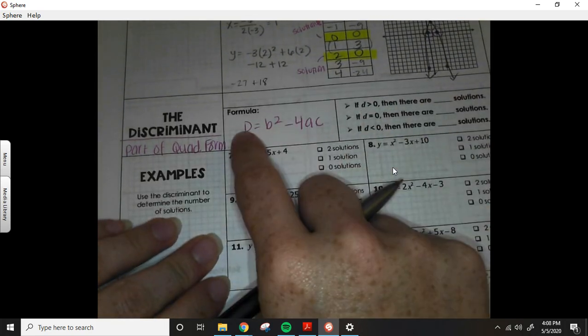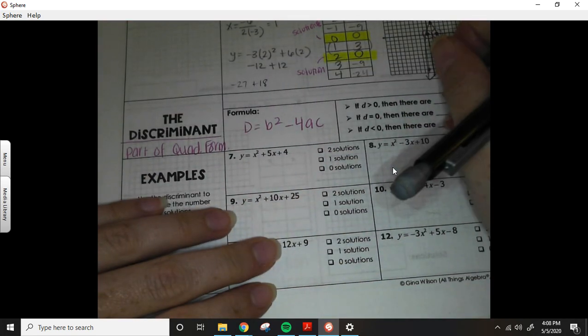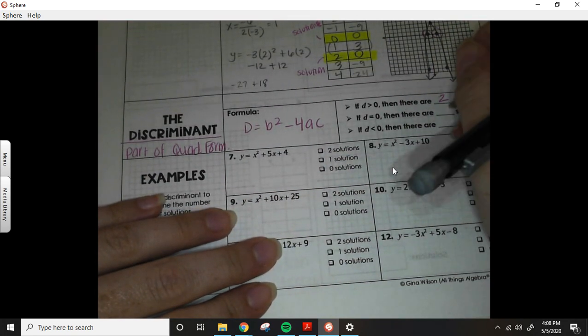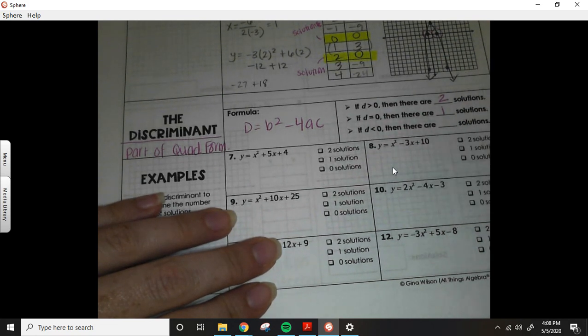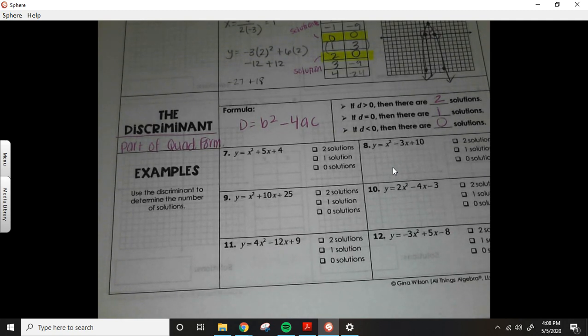So if D, meaning what you get when you plug in B, A, and C, is greater than 0, there are 2 solutions. If D is 0, there is 1. If D is less than 0, there are no solutions. So we're going to label A, B, and C for all the problems that we're going to do, and then calculate the discriminant to tell us, oh, well, this one has 2 solutions, this one has 1 solution, and that's that.